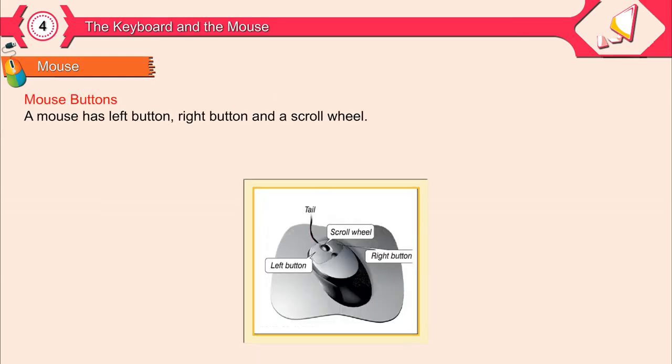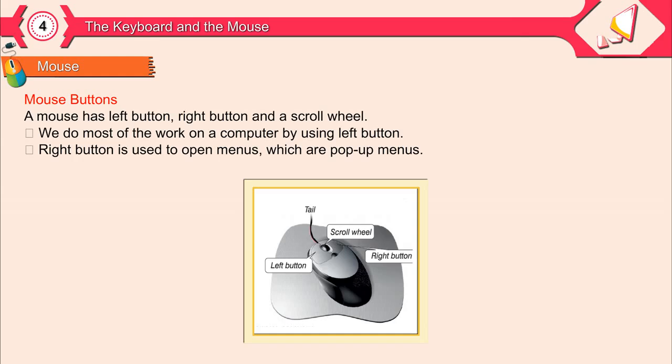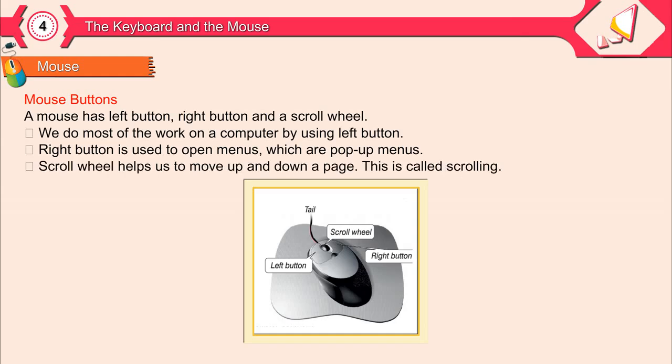Mouse buttons. A mouse has left button, right button, and a scroll wheel. We do most of the work on a computer by using left button. Right button is used to open menus, which are pop-up menus. Scroll wheel helps us to move up and down a page. This is called scrolling.